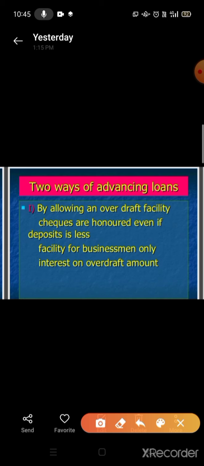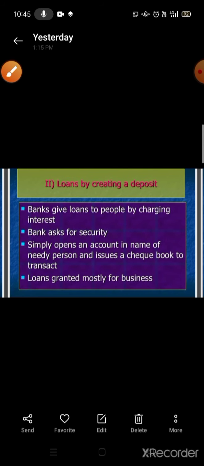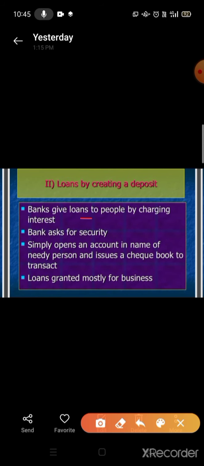Next, there are two ways of advancing loans. First, by allowing an overdraft facility, where checks are honored even if the deposit is less. This is a facility for businessmen only. Interest on the overdraft amount is charged. Banks give loans to people by charging interest.